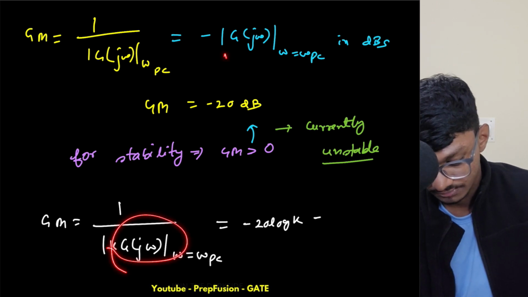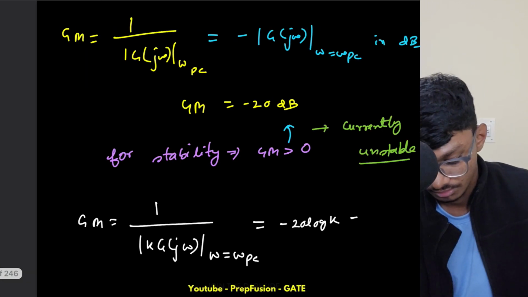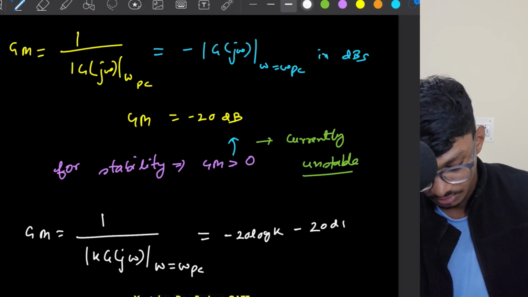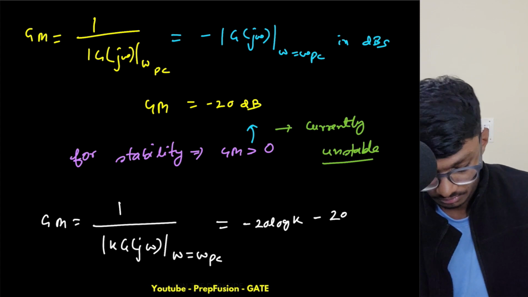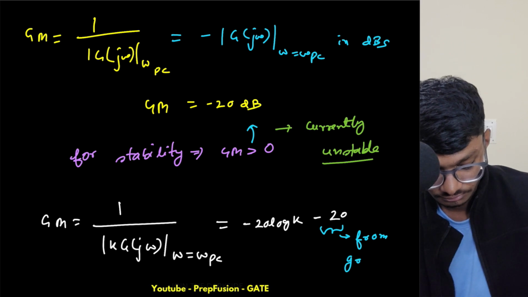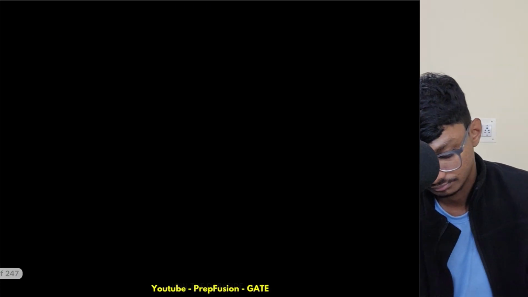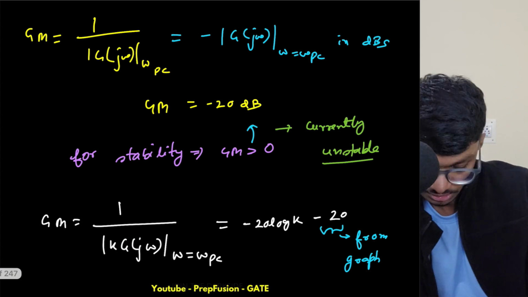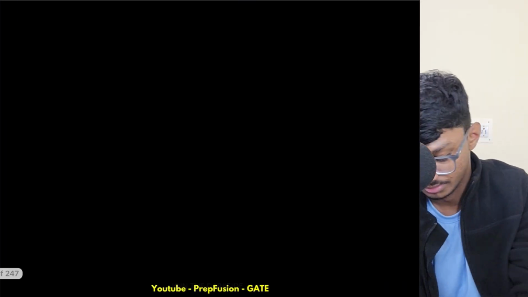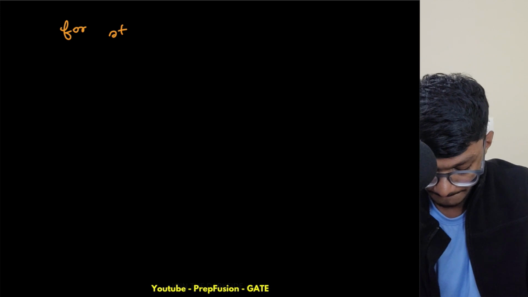What is this value? This value is 20 dBs, and we know this from the graph. This is also in dBs, I won't write dB anymore. Now this is this. So what happens over here? For my system to be stable, this has to be positive. Obviously this has to be greater than 0 for stability.